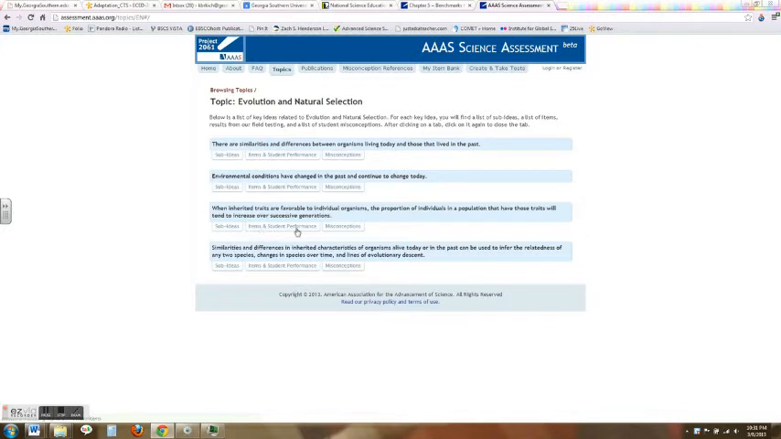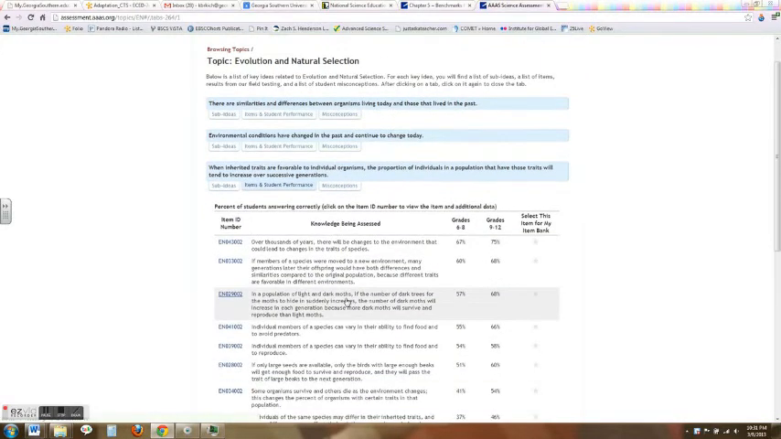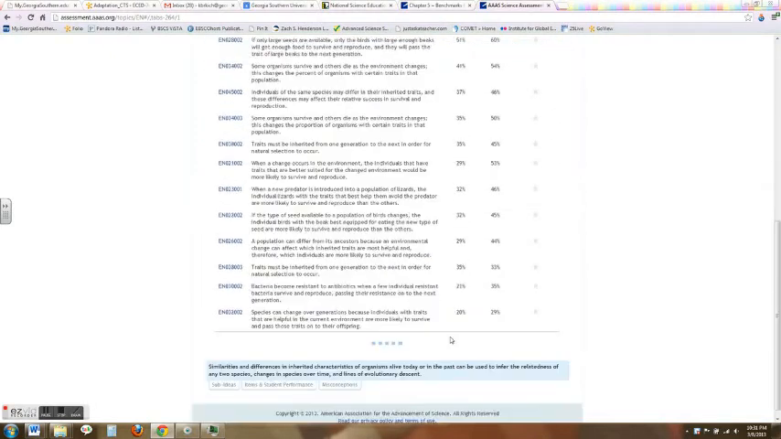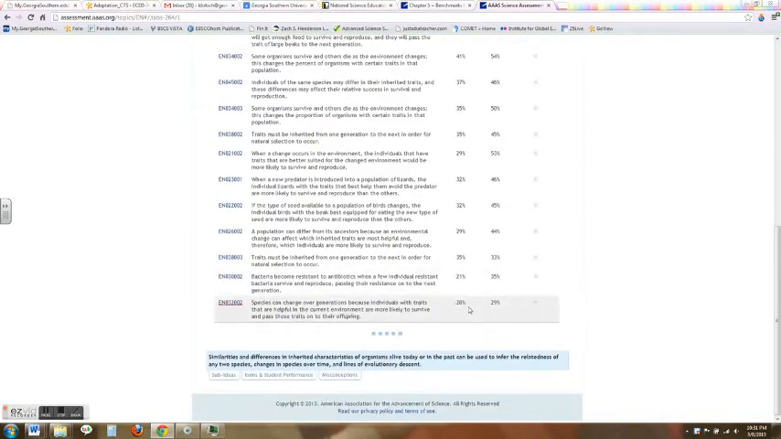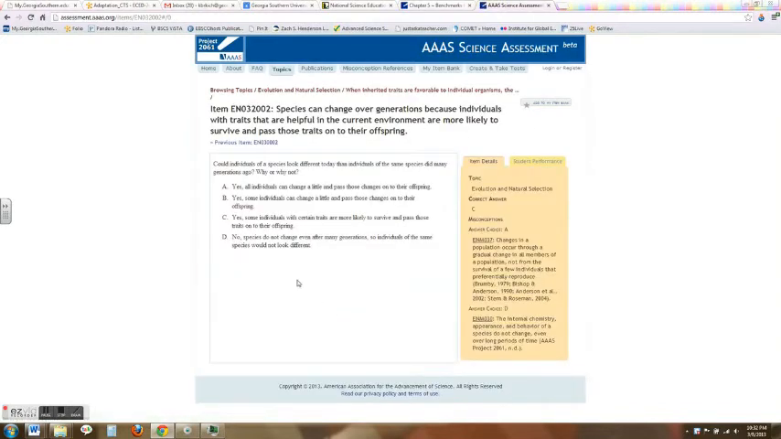And there's 3 things here. What we want is items and student performance. When we click on that, we're going to get a list of ideas that were assessed for students in middle grades and students in high school. And if we go all the way down to the bottom, then we see only 20% of middle grade students understood that species can change over generations because individuals with traits that are helpful in the current environment are more likely to survive and pass those traits on to their offspring, which is the theory of natural selection in terms of evolution.